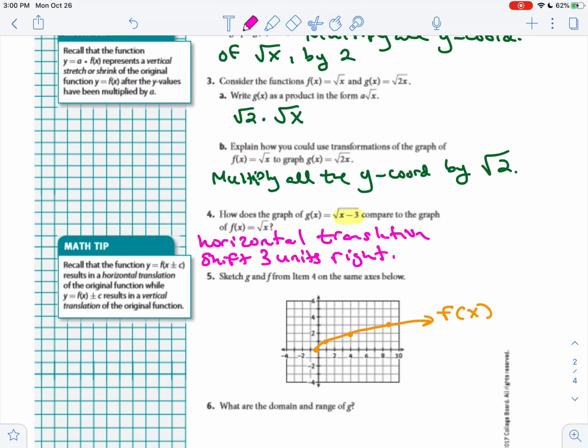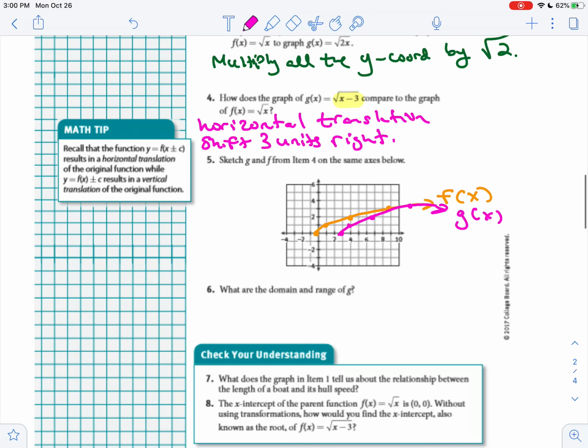However, g of x is no stretch this time. There's no multiplier in front of it. It's just going to be a shift to the right 3 units. So I could take every ordered pair and go right 3 units. So 1, 2, 3. Take this one, go 1, 2, 3. And this one's a little bit off the page, but that's okay. Now the pink one is our g of x. So it's just a shift to the right 3.